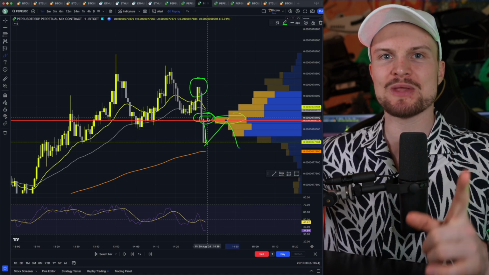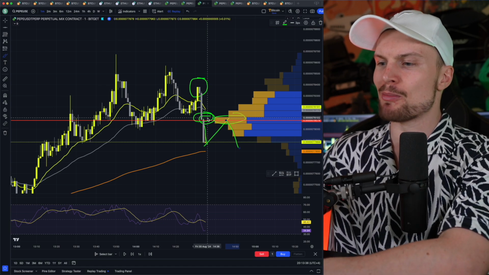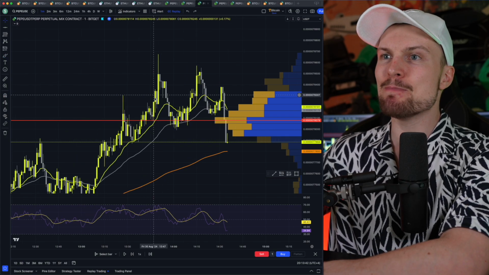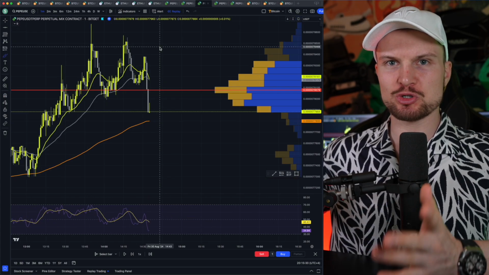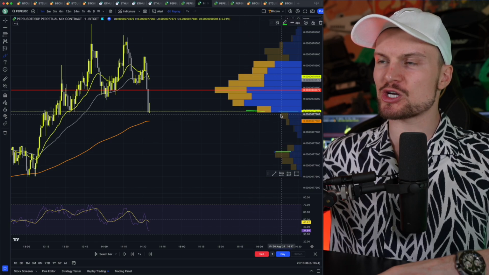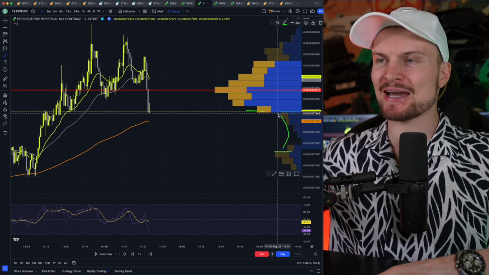That's purpose number 1. Purpose number 2 are minus distributions. This also sounds complicated, but it's actually so simple. A minus distribution is just simply a big volume gap. So for example, you can clearly see that from this point onward all the way here, there's almost no volume traded. This is a big volume imbalance, and this is a minus distribution.